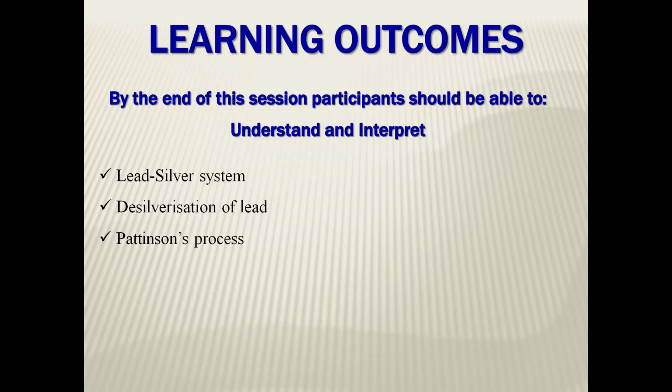I welcome you all to the lecture series on phase rule, and in this lecture we will be discussing the example of a simple eutectic system, that is the lead silver system. I discussed the simple eutectic system with you in the previous video. Next we'll be taking up the process of desilverization of lead in Pattinson's process.